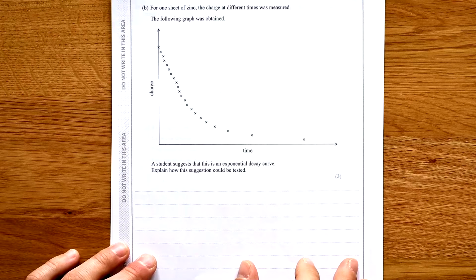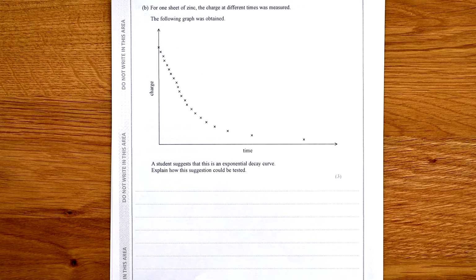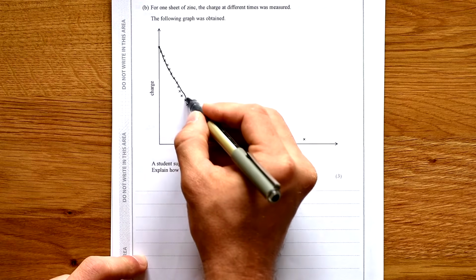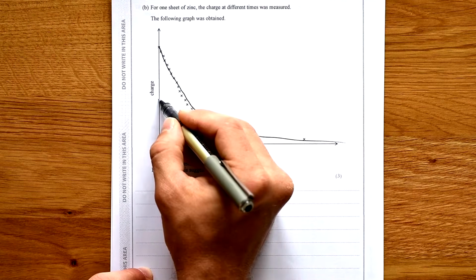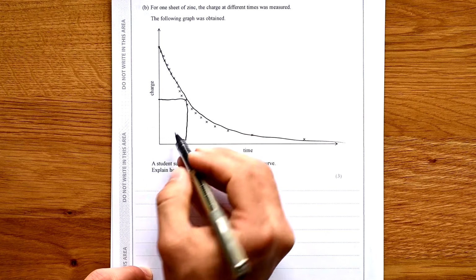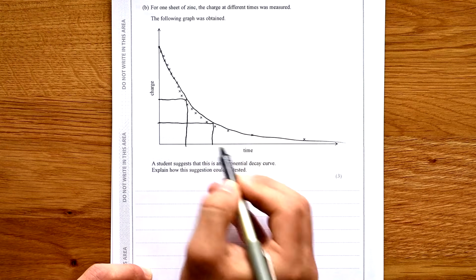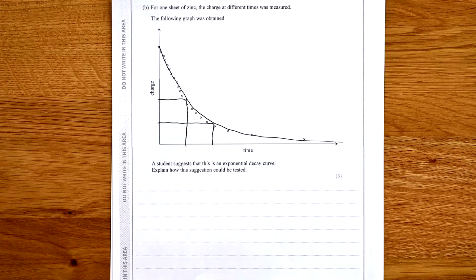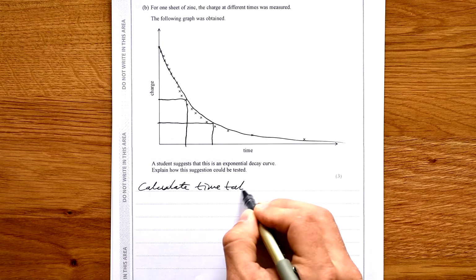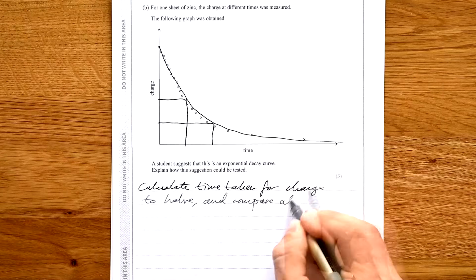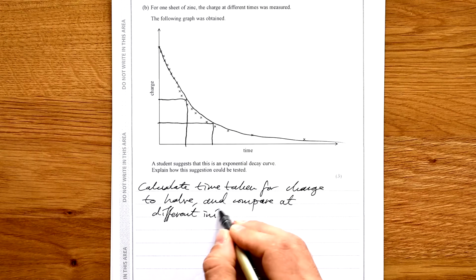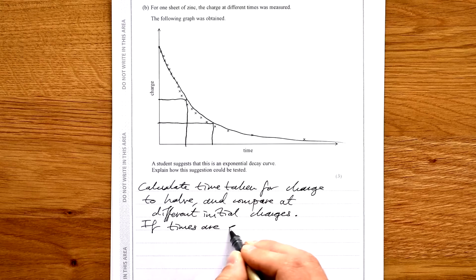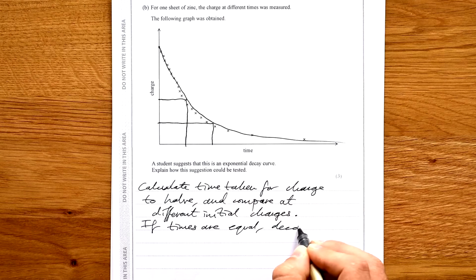B. For one sheet of zinc, the charge at different times was measured. Following graph was obtained. Students suggest that this is an exponential decay curve. Suggest how this suggestion could be tested. All we would have to do is check to see whether the time it takes to halve is the same in each case. Looks like it is. Calculate time taken for charge to half and compare at different initial charges. If times are equal, decay is exponential.